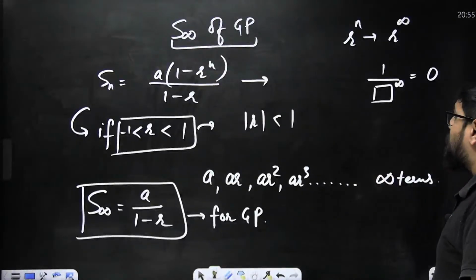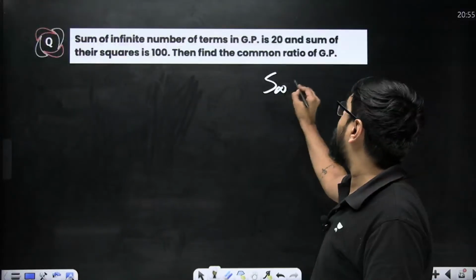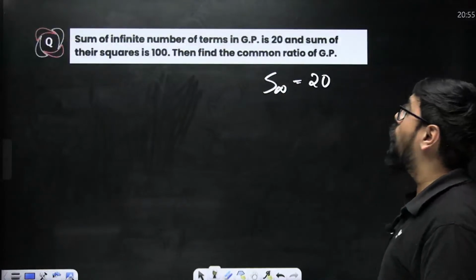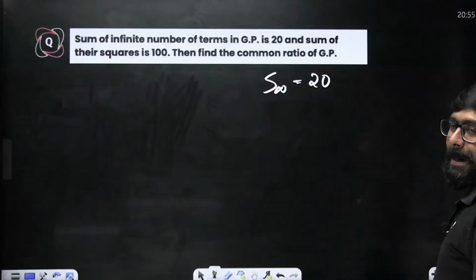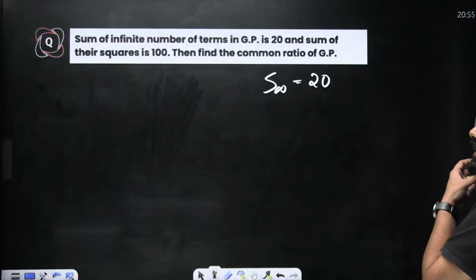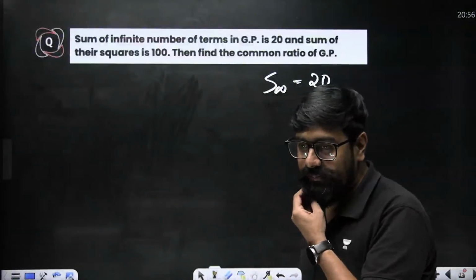Now, let's go back to this question. Sum of infinite terms of a GP is 20, and the sum of their squares is 100. Then find the common ratio of the GP. Try doing this. Formula of infinite terms is a by 1 minus r. Very easy.